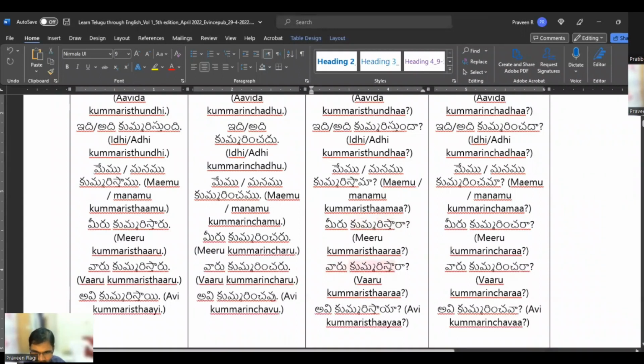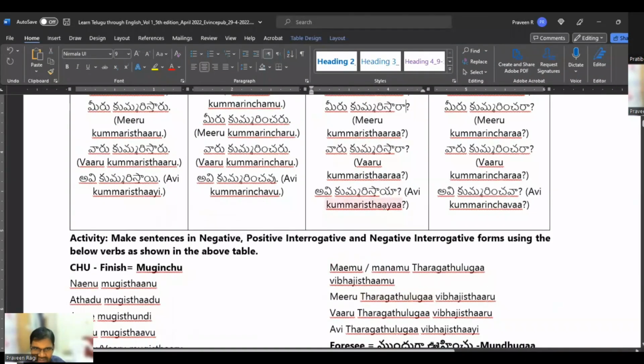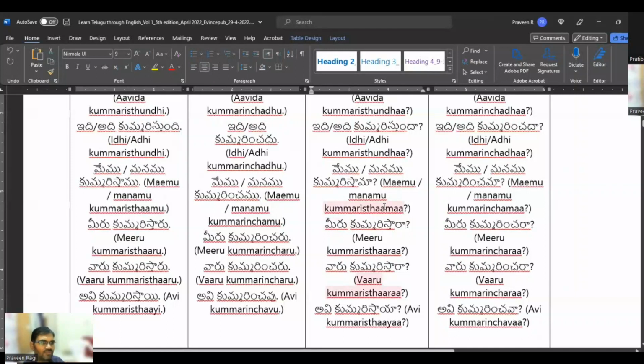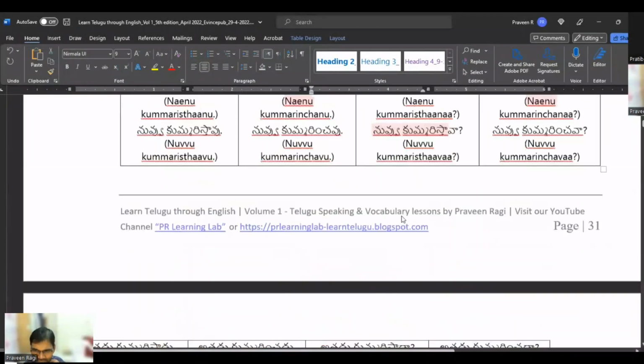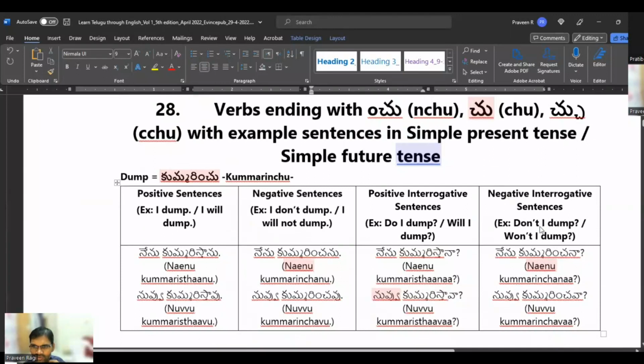Okay. వారు కుమ్మరిస్తారా, అవి కుమ్మరిస్తాయా. Here it is already available, typed, readily available. So you just read once. Okay, so you will understand. Okay. Then here the next one, don't I dump or won't I dump?